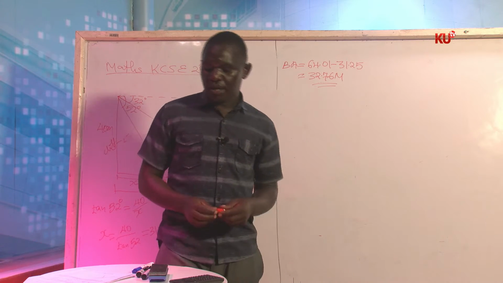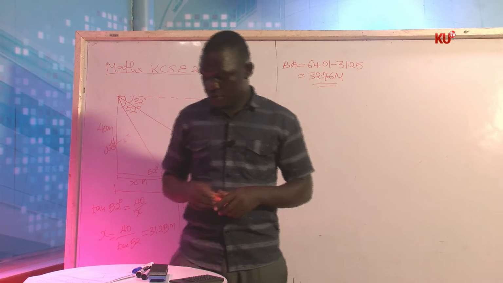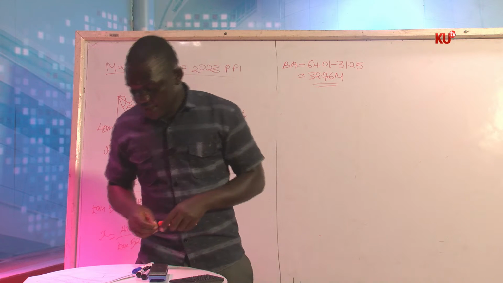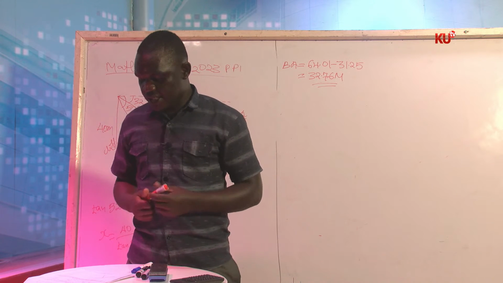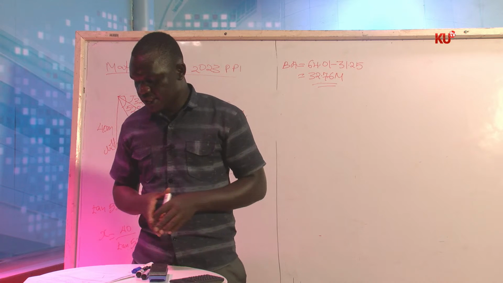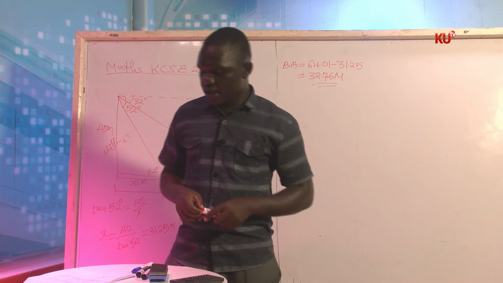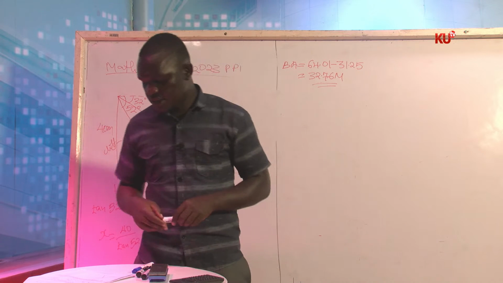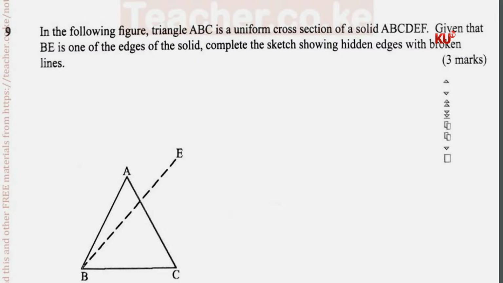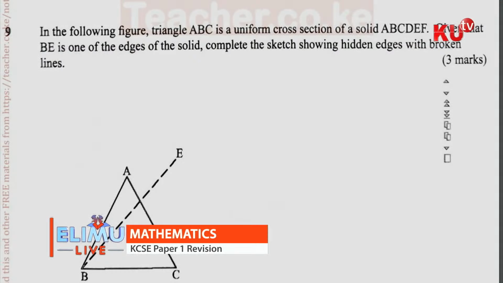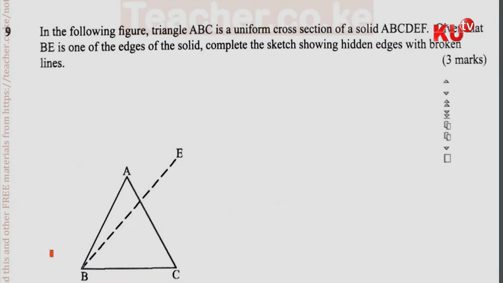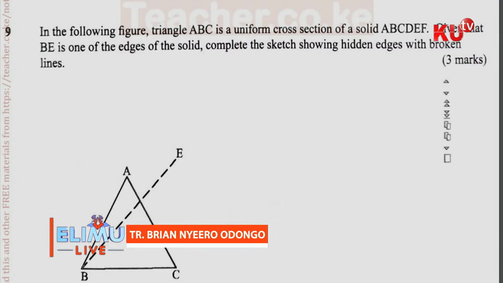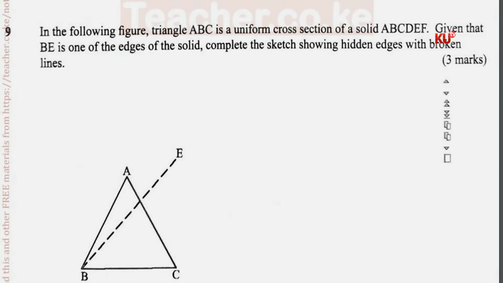Let's get into question number 9. In the following figure, triangle ABC is a uniform cross-section of solid ABCDEF. Given that BE is one of the edges on the solid, complete the sketch below. Now, with that, there are things that should come into your mind when you are given that question. One, you should have at least a ruler and a pair of compass.